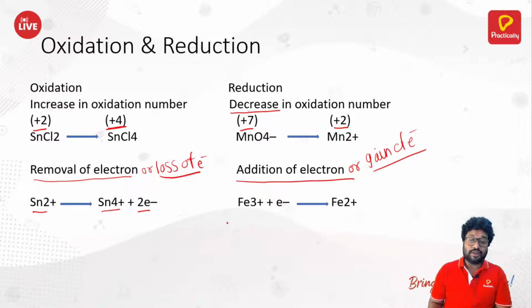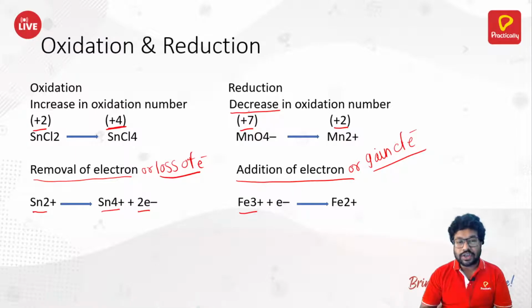Similarly, reduction. Fe plus 3 means your ion is short of 3 electrons. From there, it is gaining 1 electron to become plus 2. In plus 2, it is short of 2 electrons. So your ion has gone from short of 3 electrons to short of 2 electrons. That means your ion has gained 1 electron. That is why it is called reduction. So these are the 5 ways by which you can identify whether the given reaction or process is oxidation or reduction. Okay, I hope this must have been clear to you.